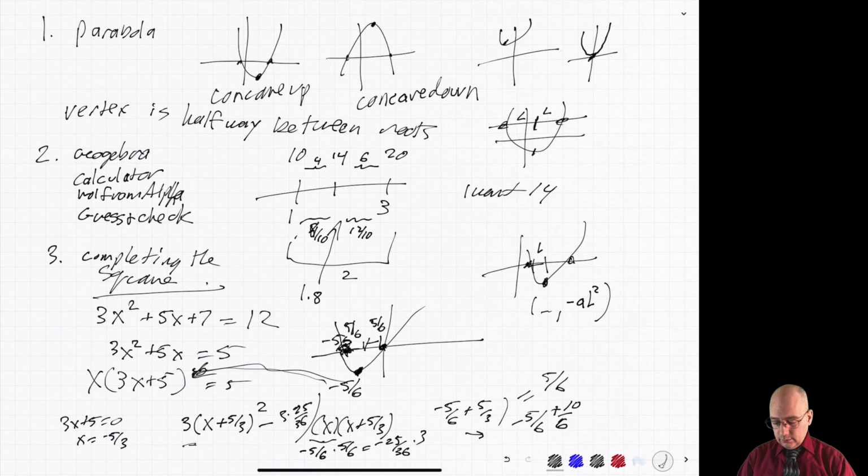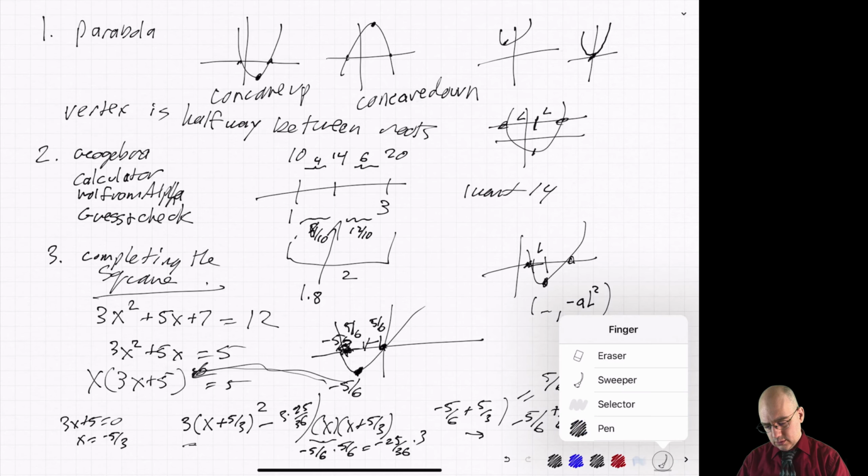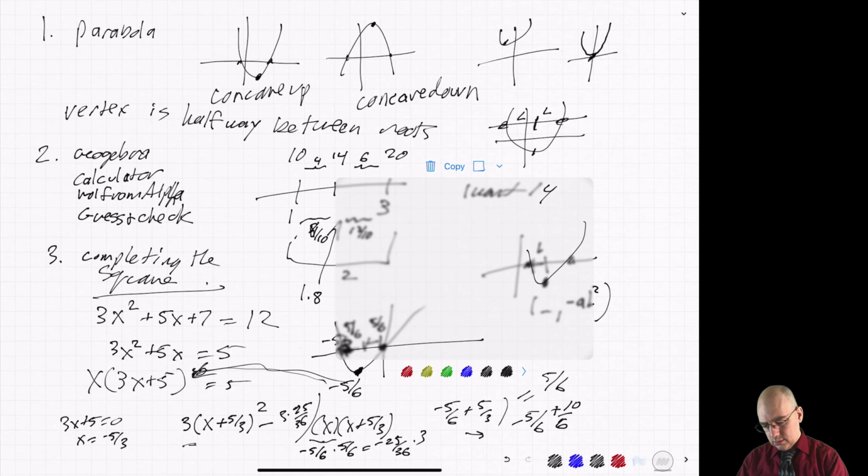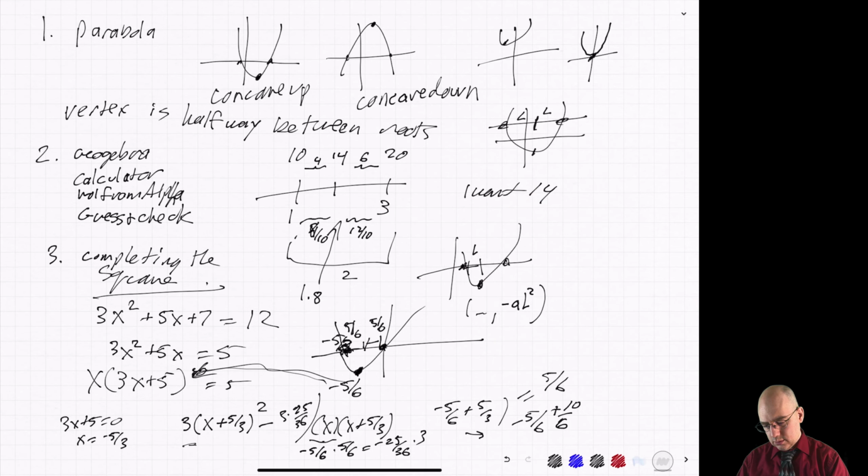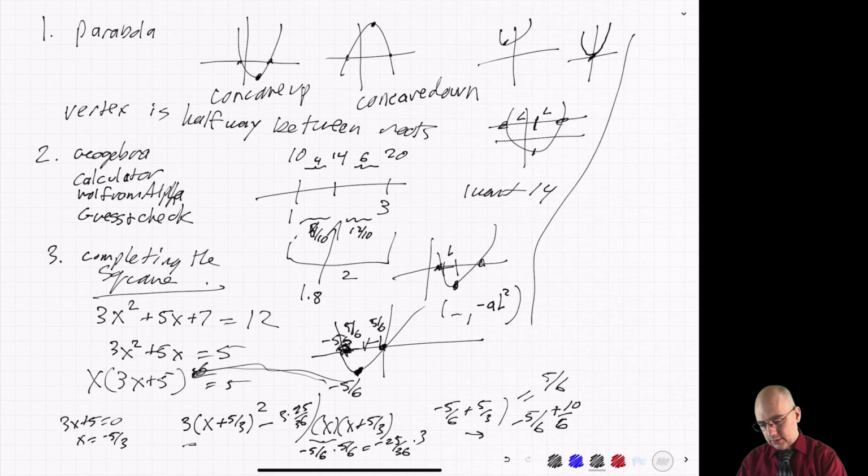Okay, good. And then, now let's just try to squeeze in the last thing, which is the quadratic formula.